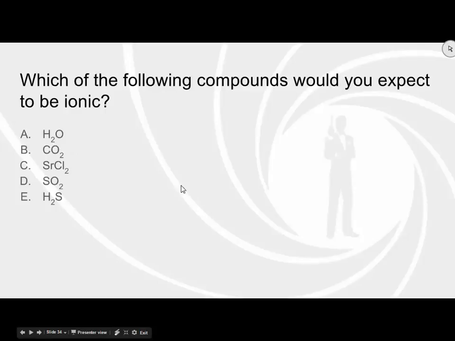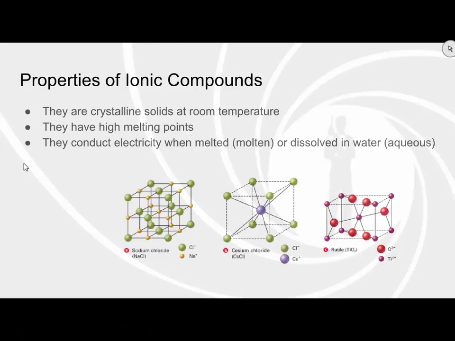Okay, let's try another one. Which of these would be an ionic bond or ionic compound? Answer should be C, strontium and chlorine, metal, nonmetal. Hydrogen is tricky. Usually hydrogen does not act as a metal. So our answer should be C on that one.